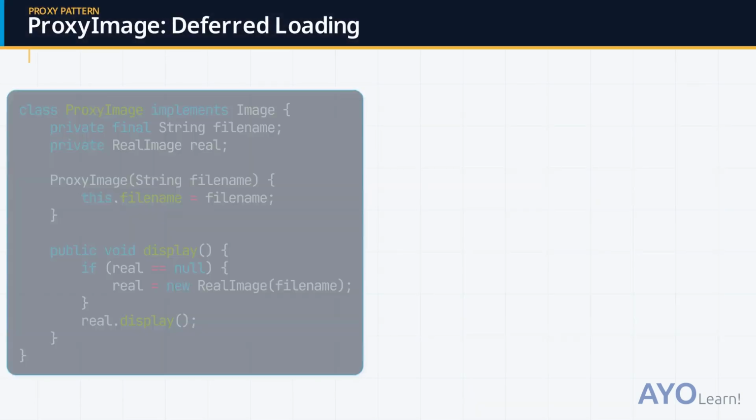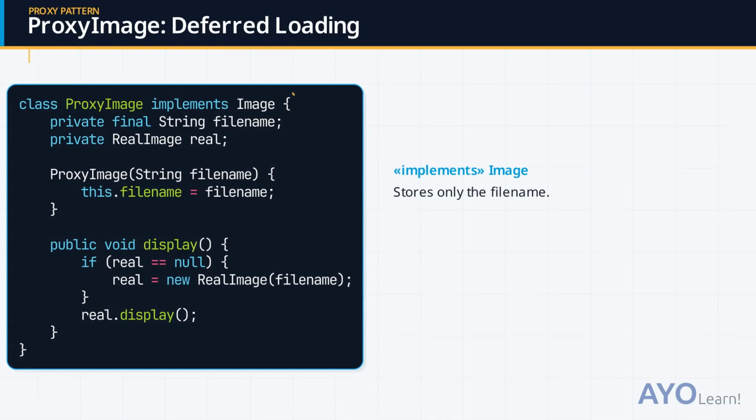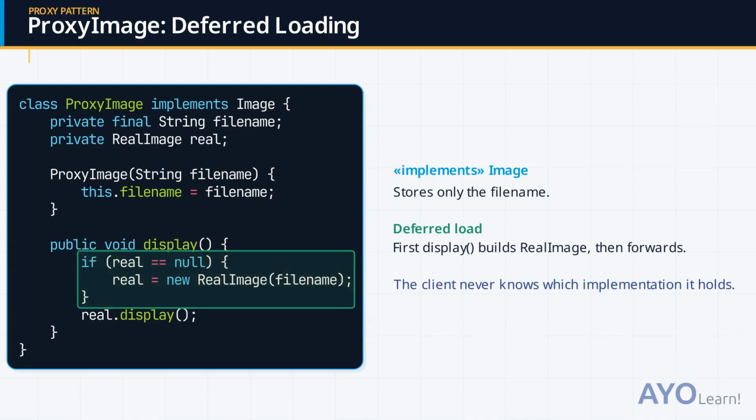Proxy image also implements image, but stores only the file name. The first time display is called, it creates the real image, then forwards the call. That deferred load is the whole point. The client never knows which implementation it holds.